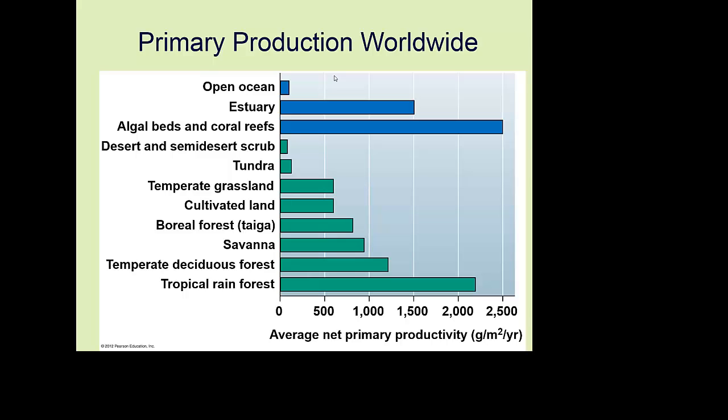When we look worldwide at what we call primary production, what's available? What's the average net primary production? What's biomass? What's available, right? If we look at our graph here, the best availability of net primary productivity or plants available for consumers is actually in algae beds and coral reefs. Tropical rainforests, yeah, close second. But then we get into estuaries.